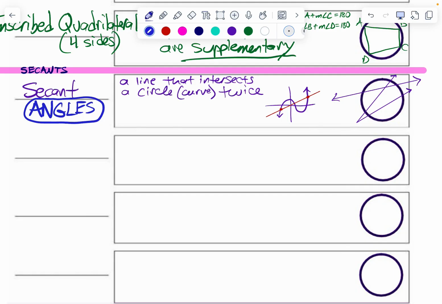Okay. So the first one is if they intersect inside. So just draw 2. Your picture doesn't have to be just like mine, but just draw 2 secant lines that intersect somewhere inside of the circle. And then let's give these points some names. A, B, C, D, E.